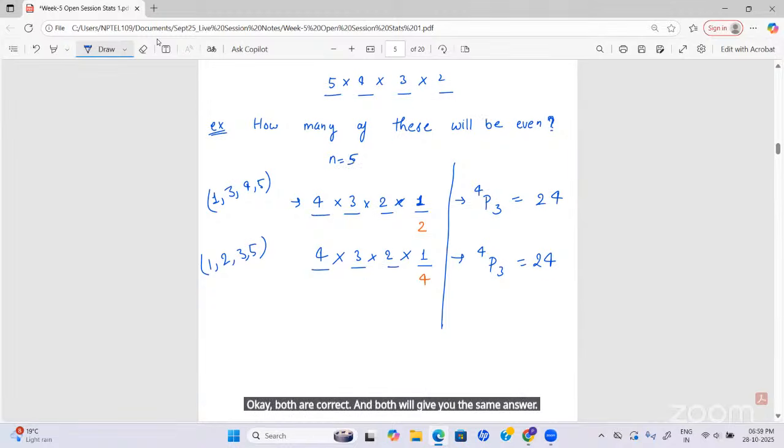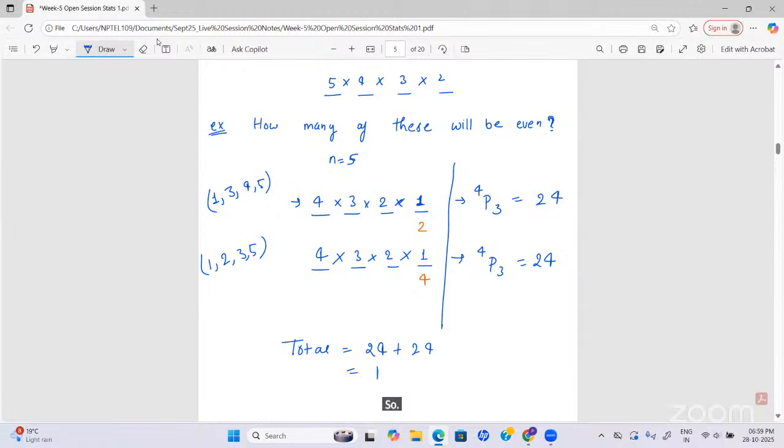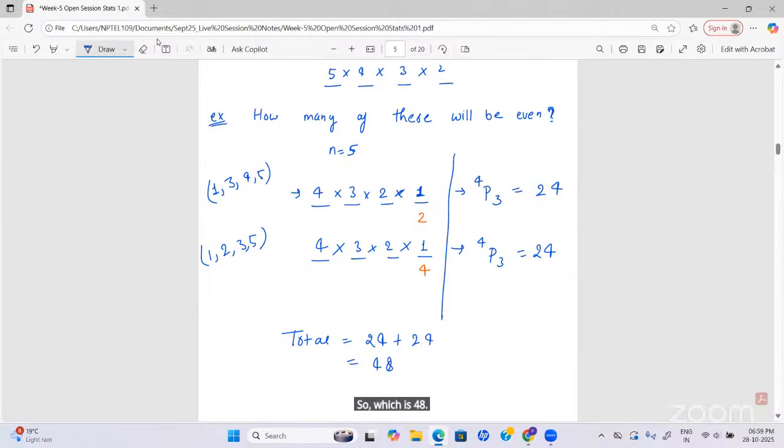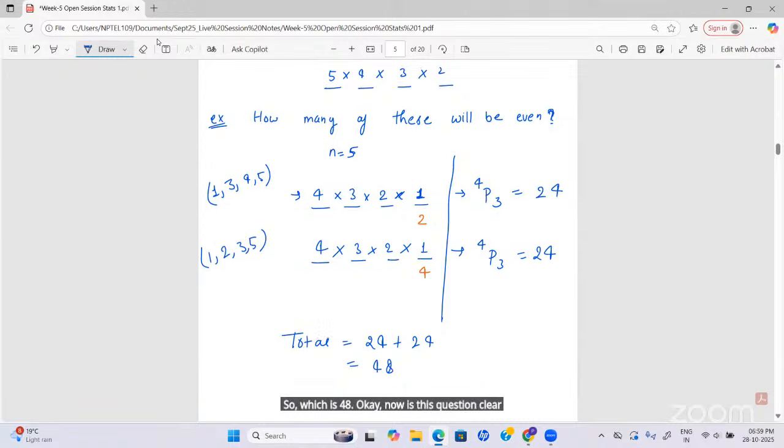Now how many total ways will there be to make an even password? We have to add 24 plus 24, so the total will be 48. Now is this question clear to everyone?